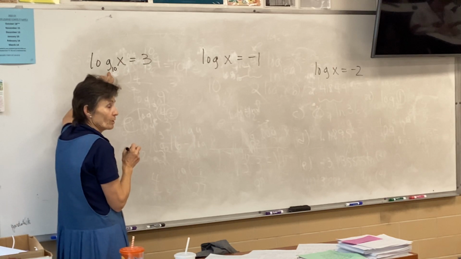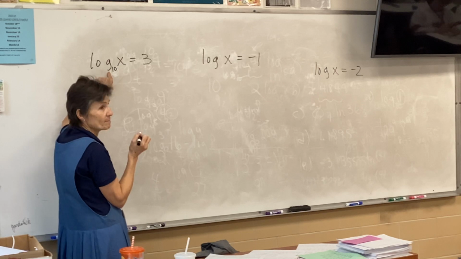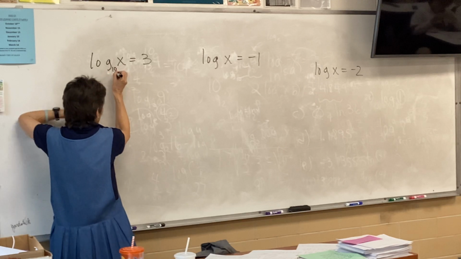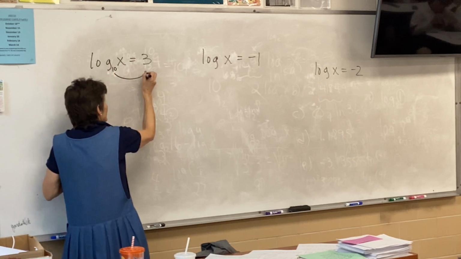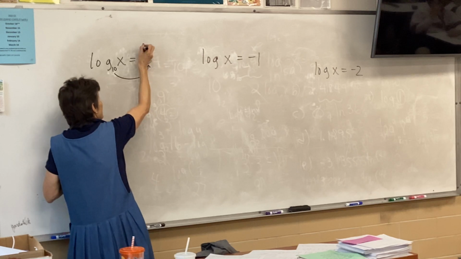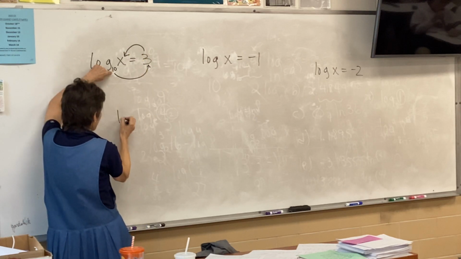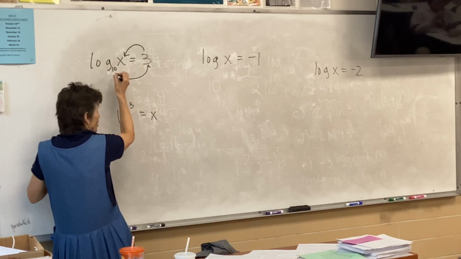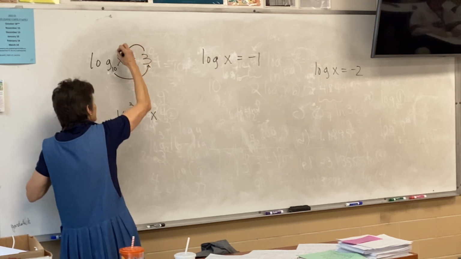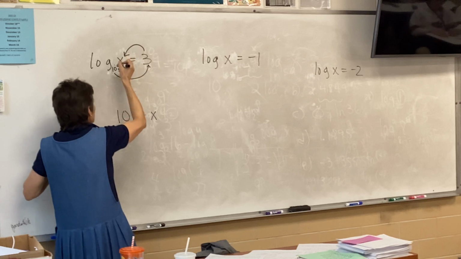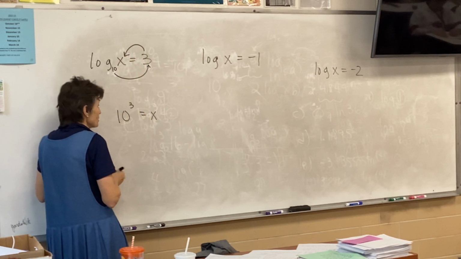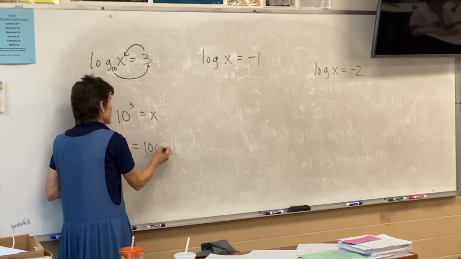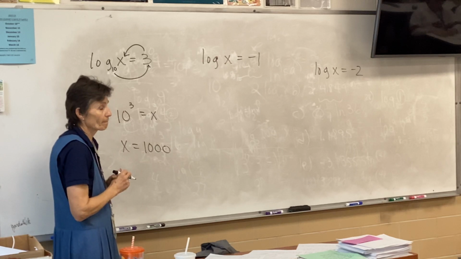Some teachers call this log rolling, some teachers call it loop-de-loo. I don't care what you call it, you just need to know, you start right here with the base, raise it to this power, and it equals this. So 10 to the third equals x. Do that with your hands so you remember. So what's 10 to the third? 1,000. So the answer to this is 1,000.